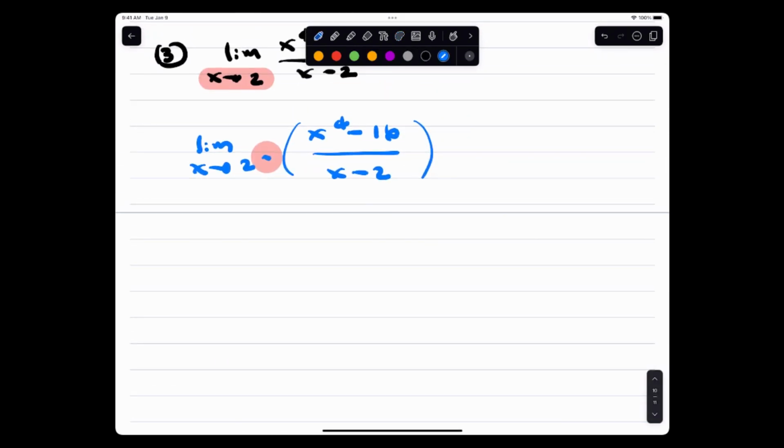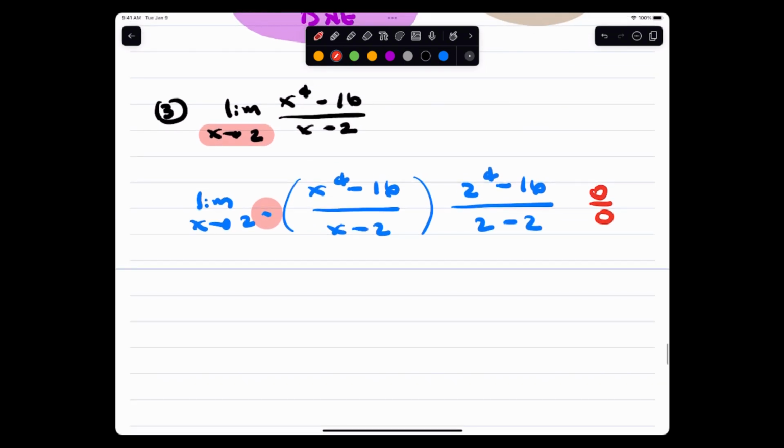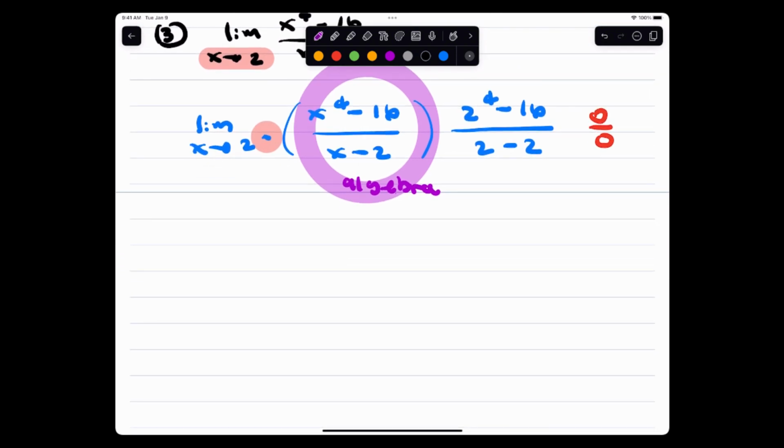So if you said, okay, I'm going to approach this by direct sub, 2 to the 4th minus 16 over 2 minus 2 by direct sub. What do you guys end up with? 0 over 0 again, indeterminate form. Darn. All right, no big deal. We just know we have to do what? Algebra. Right? Use some what? All right. What kind of algebra can you do, though?